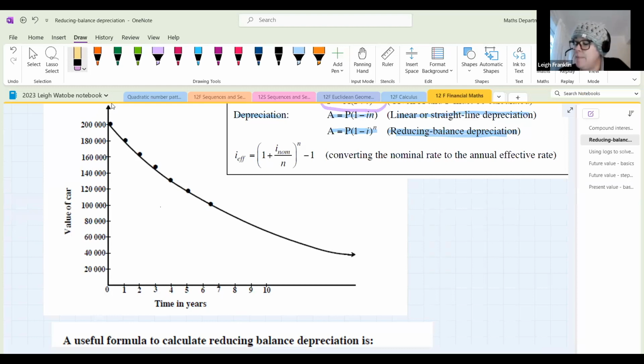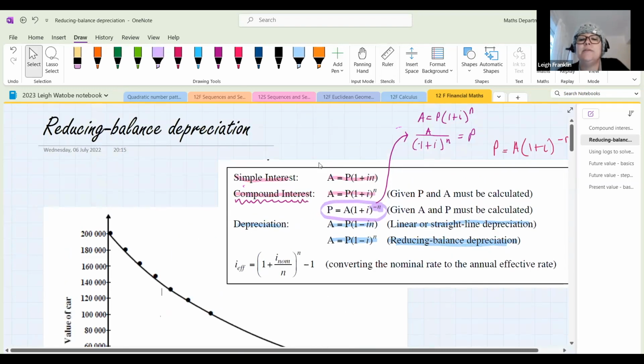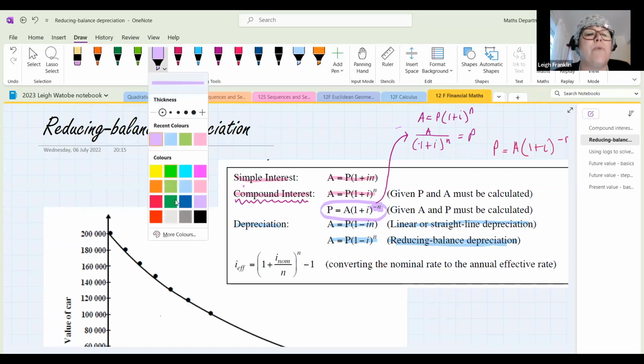So if they refer to it as reducing balance depreciation, you need to know which formula to use. The other formula that is from grade 11, that your teachers would have taught you in grade 11, and again it gets asked in grade 12 sometimes, is this one about nominal and effective interest rates. So we'll see if we can talk a little bit about that today. I'm not going to say too much about it right now because I just want to get into the reducing balance depreciation.